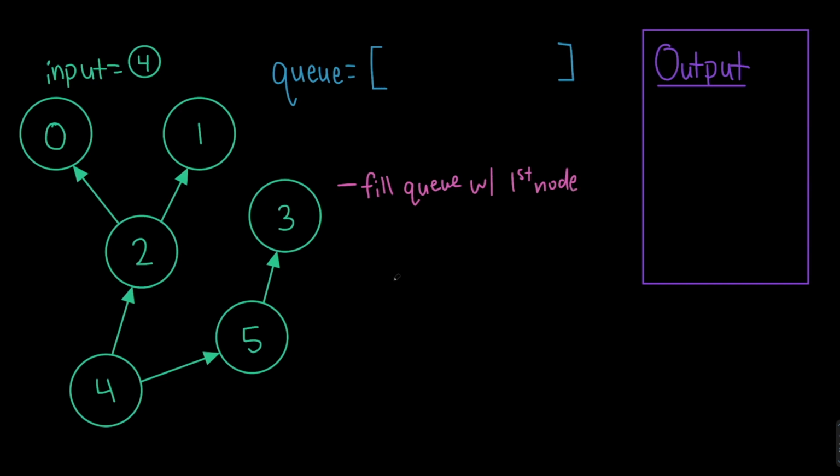Then, if you remember, our terminating condition previously was that when the queue is empty, that's when we stop executing code. So we can say, while the queue isn't empty, what do we want to do? And we'll do some stuff inside of here.